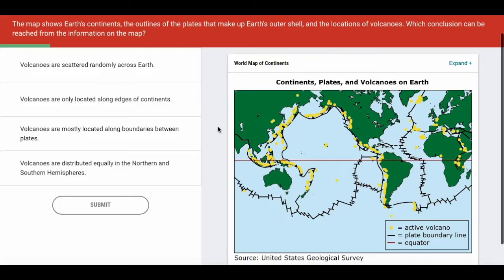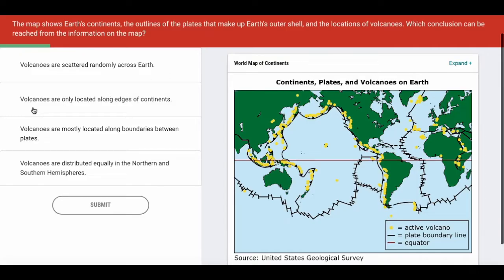That's going to be your key for most of the multiple choice questions on all sections of the GED, but especially the science. So A says that volcanoes are scattered randomly across Earth. We do see some dots, and they do appear to be in kind of random places. So it's hard to rule A out, but at the same time, it's hard to reach that conclusion. So let's leave A in. We won't eliminate it just yet. It's unclear if this is going to be right or wrong.